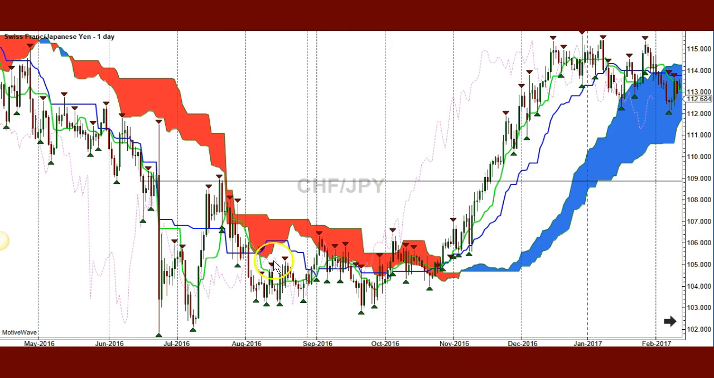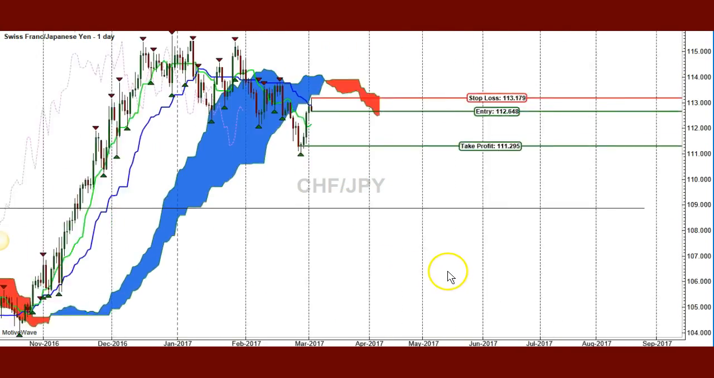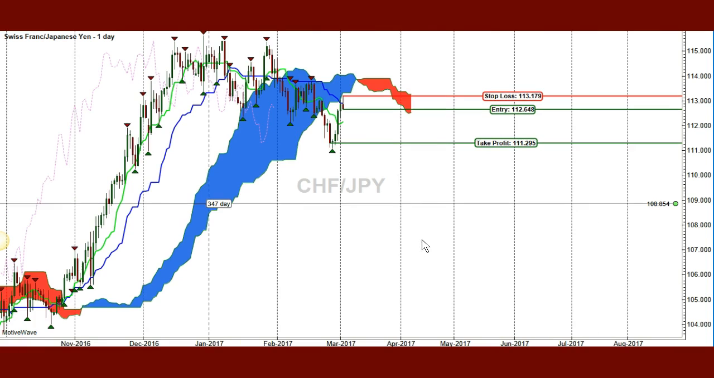All right, let me move it in so we could see it. We're bouncing, we're looking to get off of this level right here, which is going to be, what is that level exactly? I don't have it marked there. Okay, it's 108.854. That's what that's going to be. So that'll be our next level if we could get through this point.